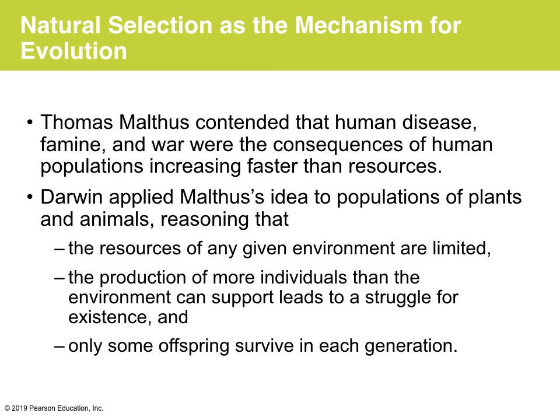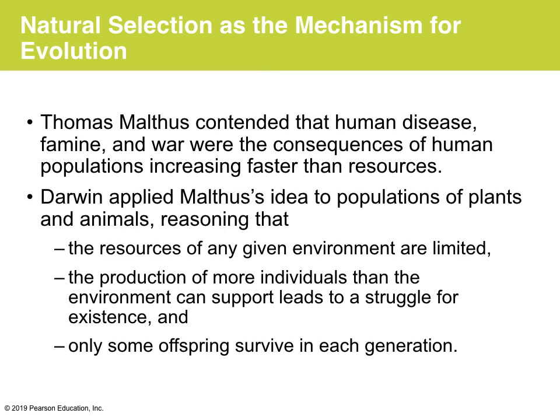And he reasoned that, okay, the resources of any given environment are limited. You don't have an infinite amount of space, an infinite amount of food, etc. So the resources of any environment are limited. The production of more individuals than the environment can support leads to a struggle, right? If everybody is eating the same stuff, not everyone's going to get enough to eat. So the production of more individuals leads to a struggle for existence, and only some offspring survive in each generation.